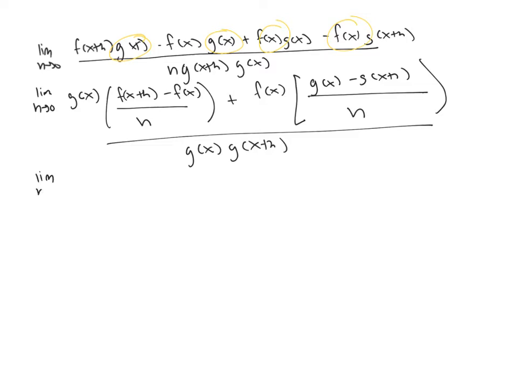At the same time, I'm also going to just distribute my limit, so I save some writing space here. So I'm factoring out that negative 1.